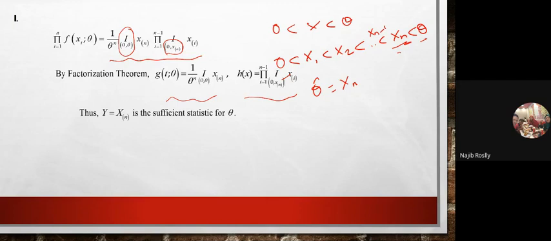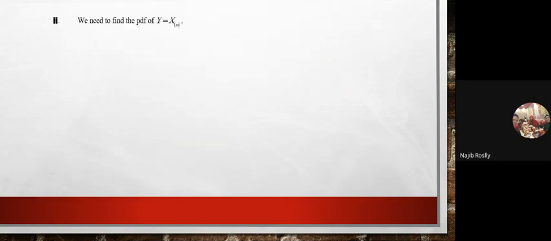Okay, second part. You want to show that this one is a complete sufficient statistic. Okay, you have the sufficient statistic. Second part, a complete sufficient statistic. When we mention complete sufficient statistic, that means we need to find the PDF family of your Y. Your Y now is your maximum ordered statistic. So that means you have to know what the PDF is for the maximum ordered statistic. So we need to find the PDF for Xn.